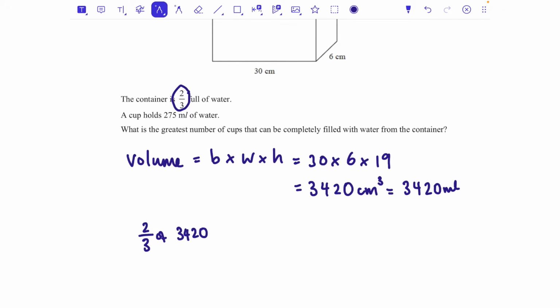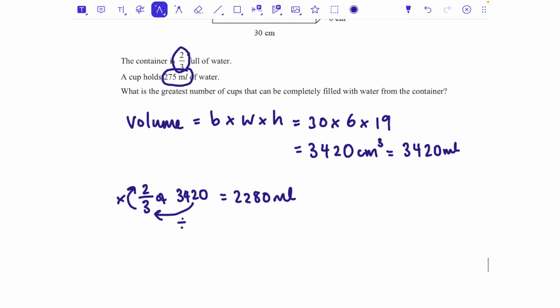Now remember, when we find a fraction of a number, you divide by the bottom and then times that by the top. So 3,420 divided by 3 is 1,140, then times that by 2, and that is 2,280 millilitres. So that's how much liquid we've got in the container, and we're now going to share that into 275 millilitre cups to see how many we can completely fill.